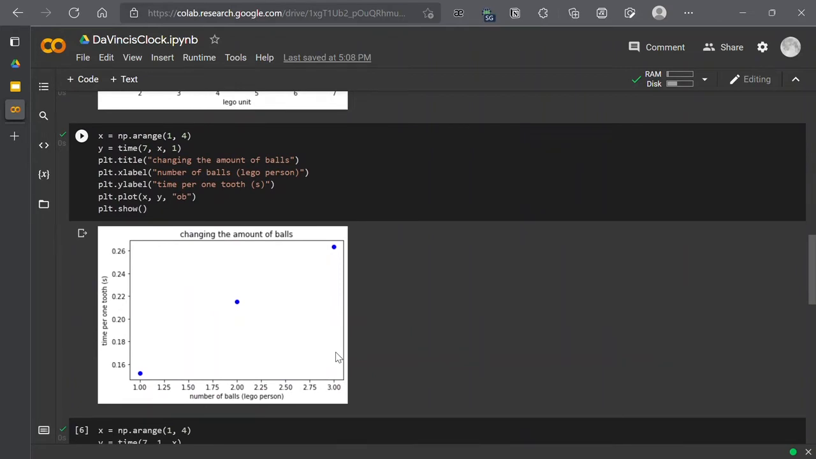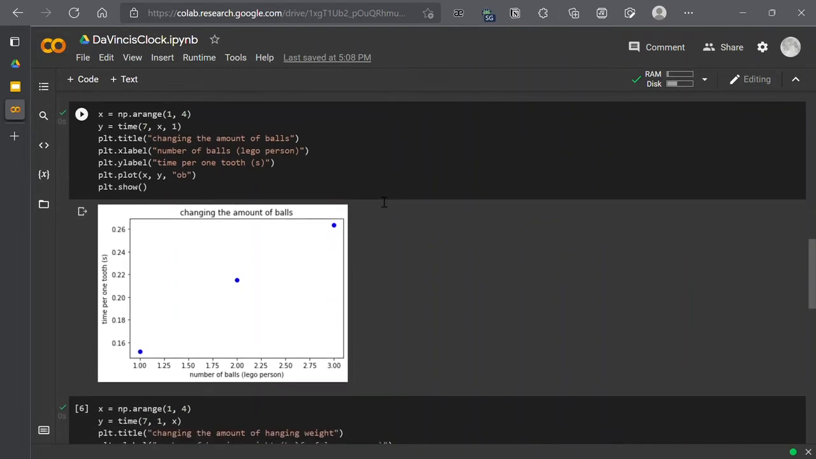And the second graph, we want to see the relationship between the weight we added to the end of the pendulum. So we set the length to be maximum and the hanging weight to be 1. In the graph, we'll see that the more balls we added to the pendulum, the longer the time interval will be.